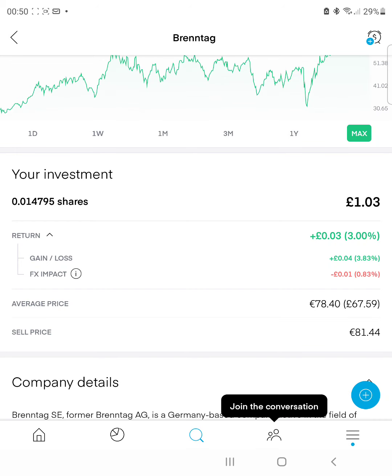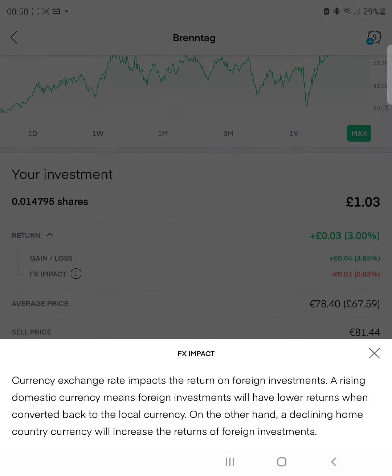Foreign exchange impact, which means the currency exchange rate, impacts return on foreign investments. A rise in domestic currency means foreign investments will have lower returns when converted back to local currency. On the other hand, a decline in home currency, our country's currency, will increase returns from foreign investment.